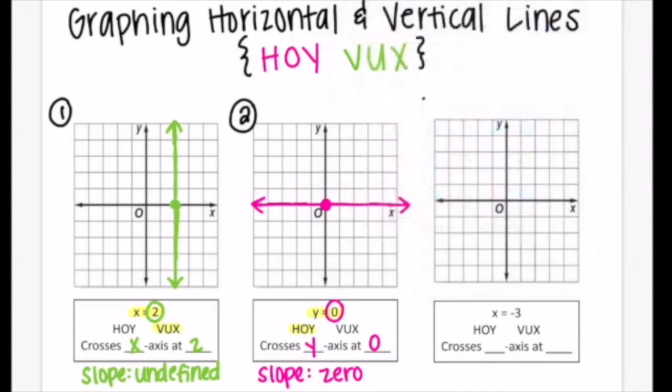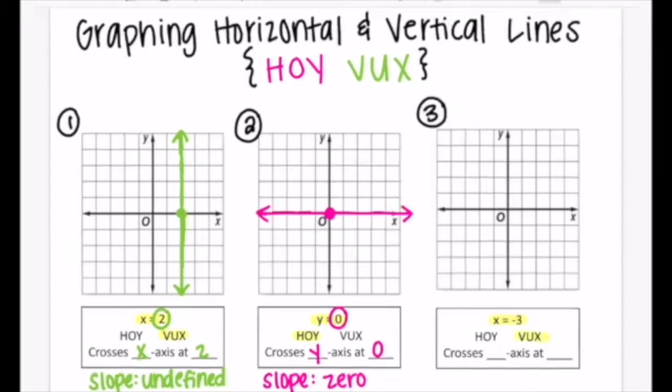All right, example number 3. So we'll just go through these a little bit faster now and kind of get this process down. So we have x equals -3. Since that has an x, we're going to think VUX. So that's a vertical line. It crosses the x-axis at -3. So on the x-axis, we're going left to -3, and that's a vertical line. Again, that slope is undefined.